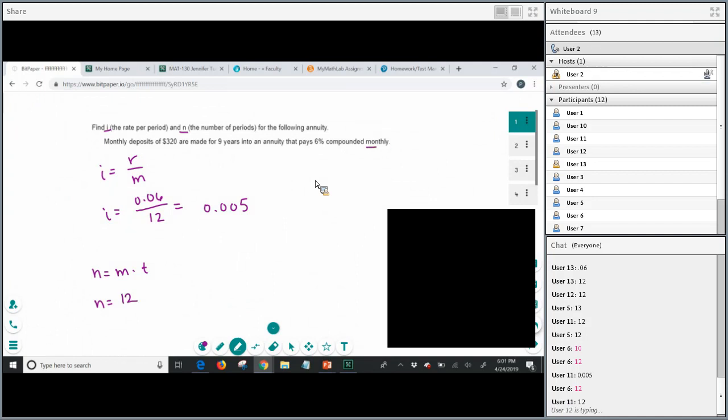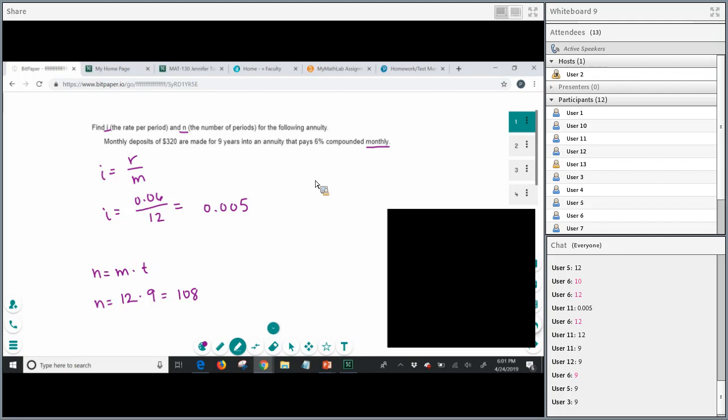M is 12 because we're compounding monthly. Compounding monthly means once per month. There's 12 months in a year, so 12 times per year. And what would T be in this example? How many years? Yes, it's 9, right? So the N is going to be equal to 12 times 9, which is just 108.